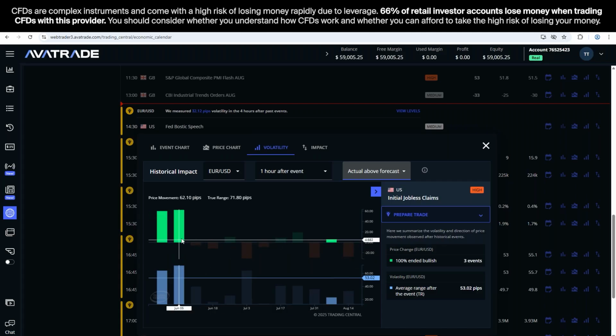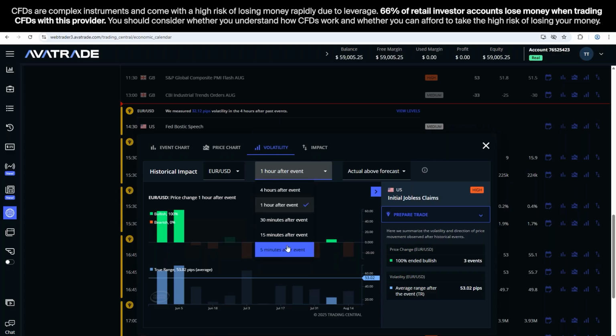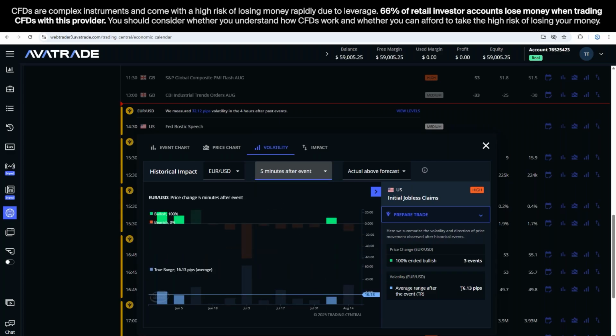Now, 2 of them climbed really strong in the first hour. We're talking over 60 pips, these 2. This one just went up a little, but had you bought on all 3 of these immediately after the announcement, it looks like most likely you'd have had nice profits, okay? And you can look and see after an hour, it went 53 pips, average range movement. If we say in the first 5 minutes, the movement was 16 pips, average range movement. So none of them went above 20 even. So you have time after the numbers come in.